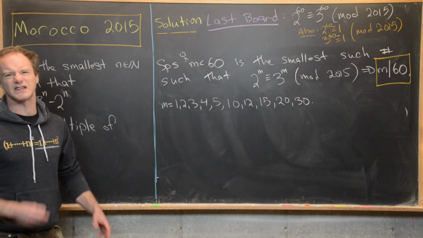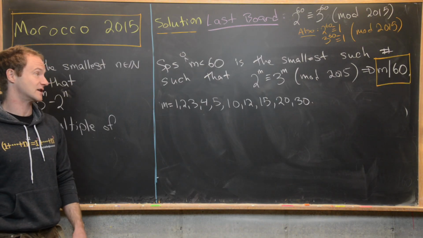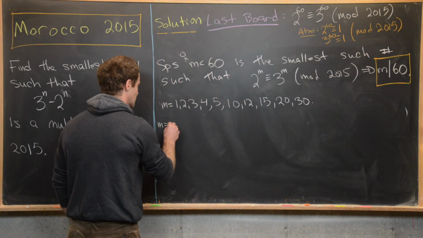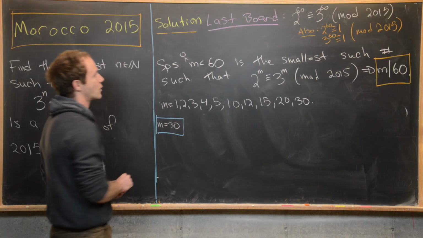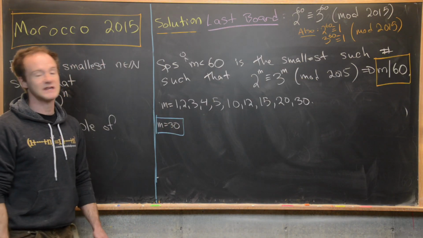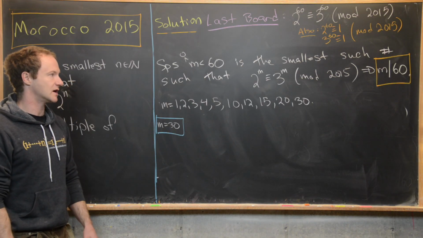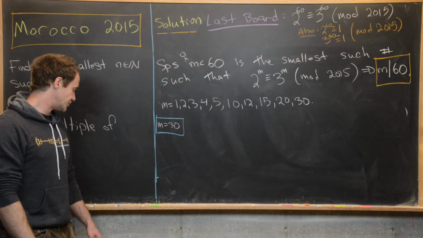I will say that there is a trick here, but I don't really want to get into it because we've used enough technical tricks here. So let's go ahead and check m equals 30 first. I am not going to work modulo 2015. I'm going to be inspired by what I saw when I was working modulo the prime factors to guess where this goes wrong.